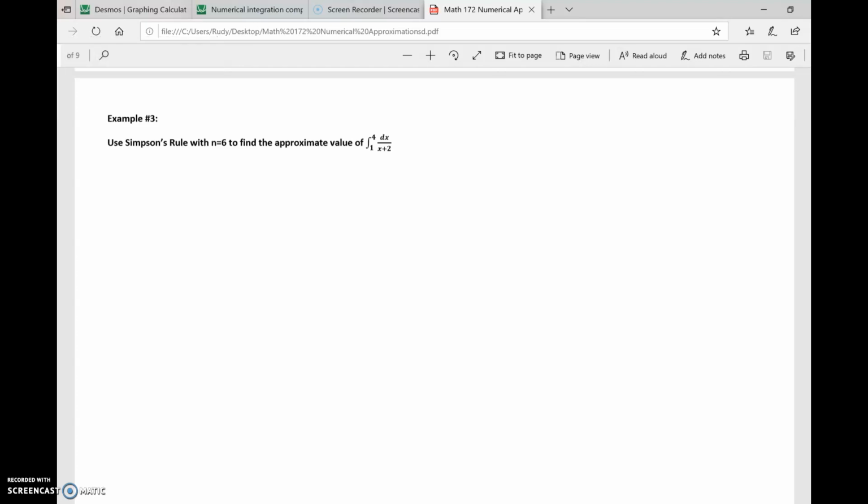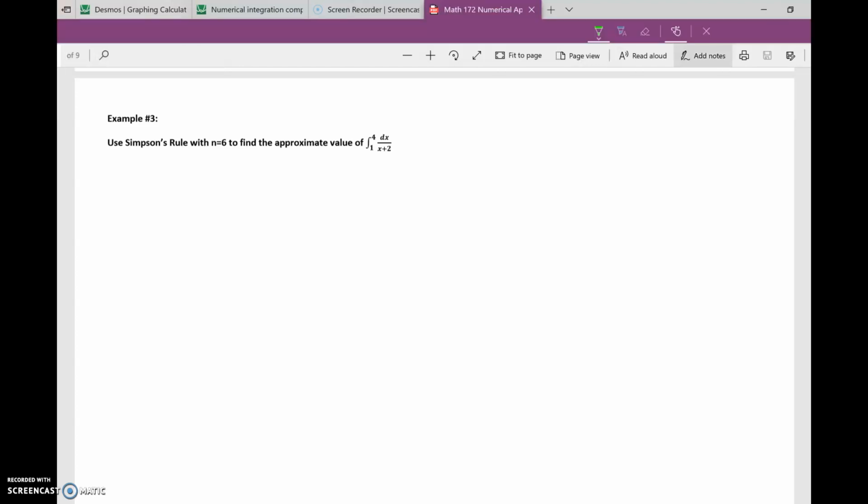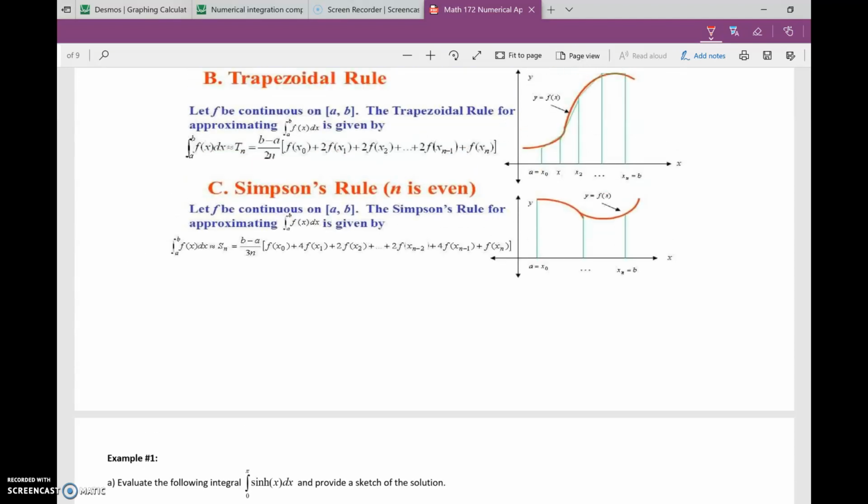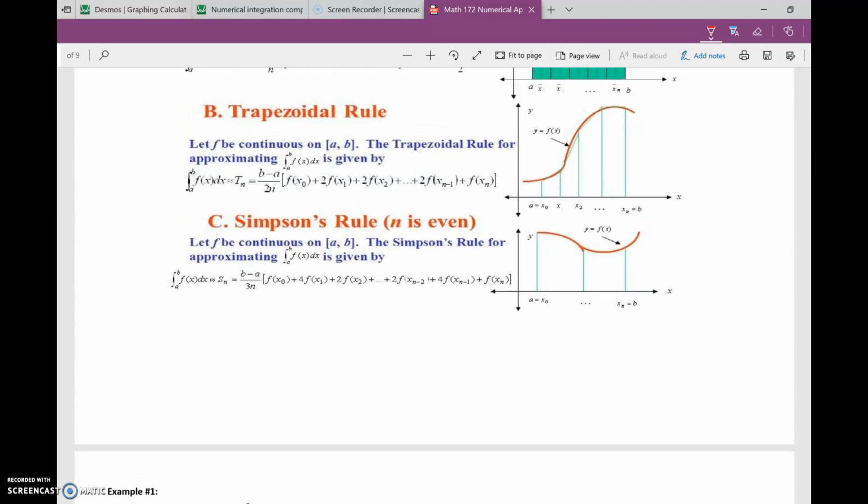Hi class, we need to take a look at example 3. Now example 3 is using the most accurate method of all three of them that we're doing, which in this case is Simpson. Let's take a look at the way the formula is given in here. It's a little bit messy. You're going to use b minus a divided by 3n once you punch it into the formula. And then it has this pattern.